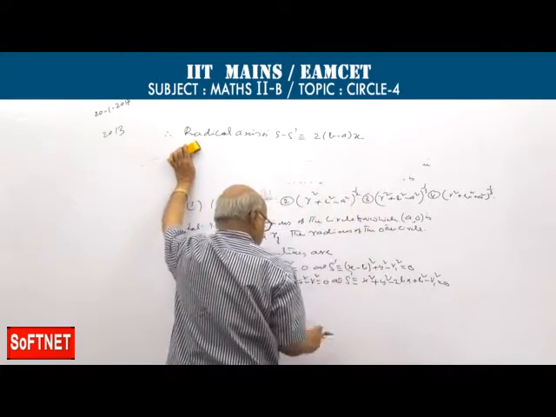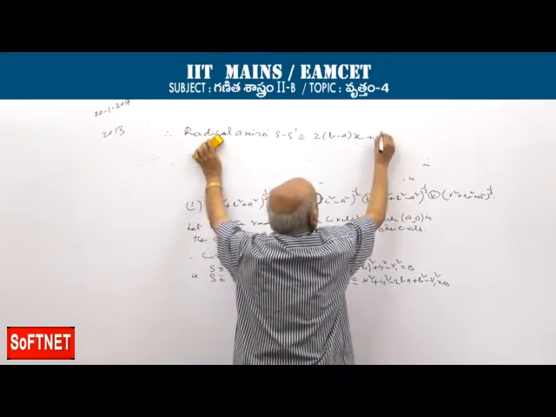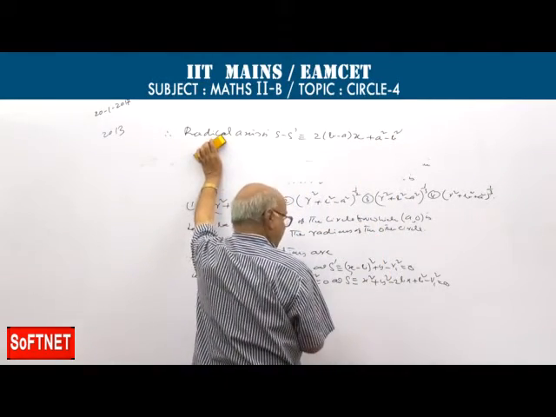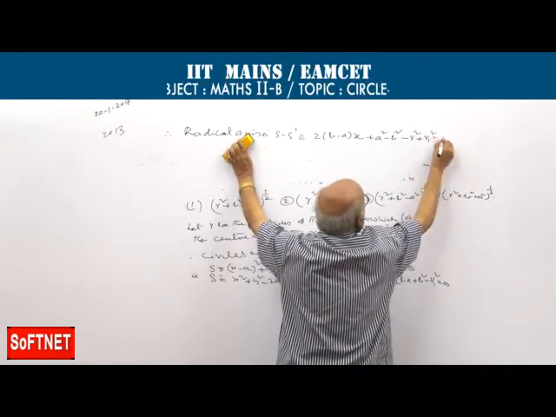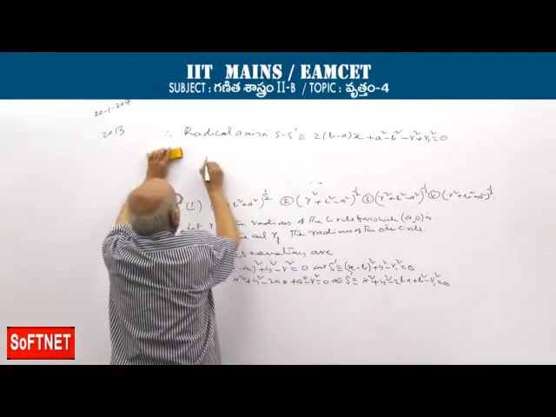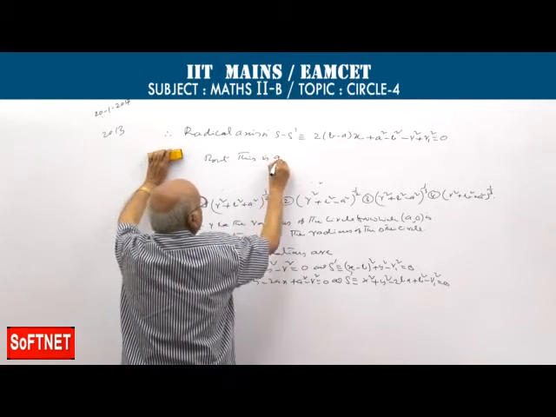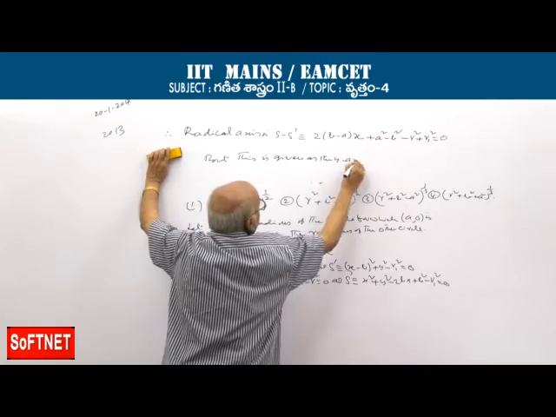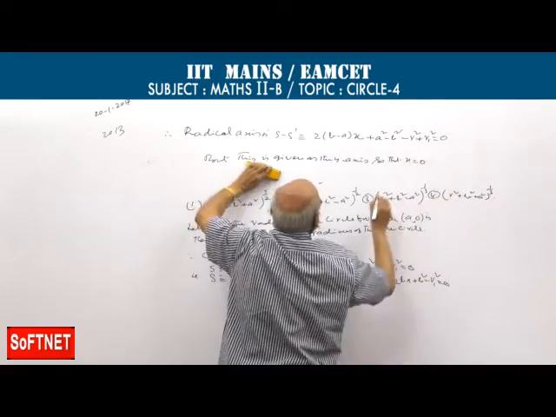So 2 into b minus a x, plus a square minus b square, minus r square plus r1 square is equal to 0. Right? S minus s dash. But this is given as the y-axis, so that x is equal to 0.